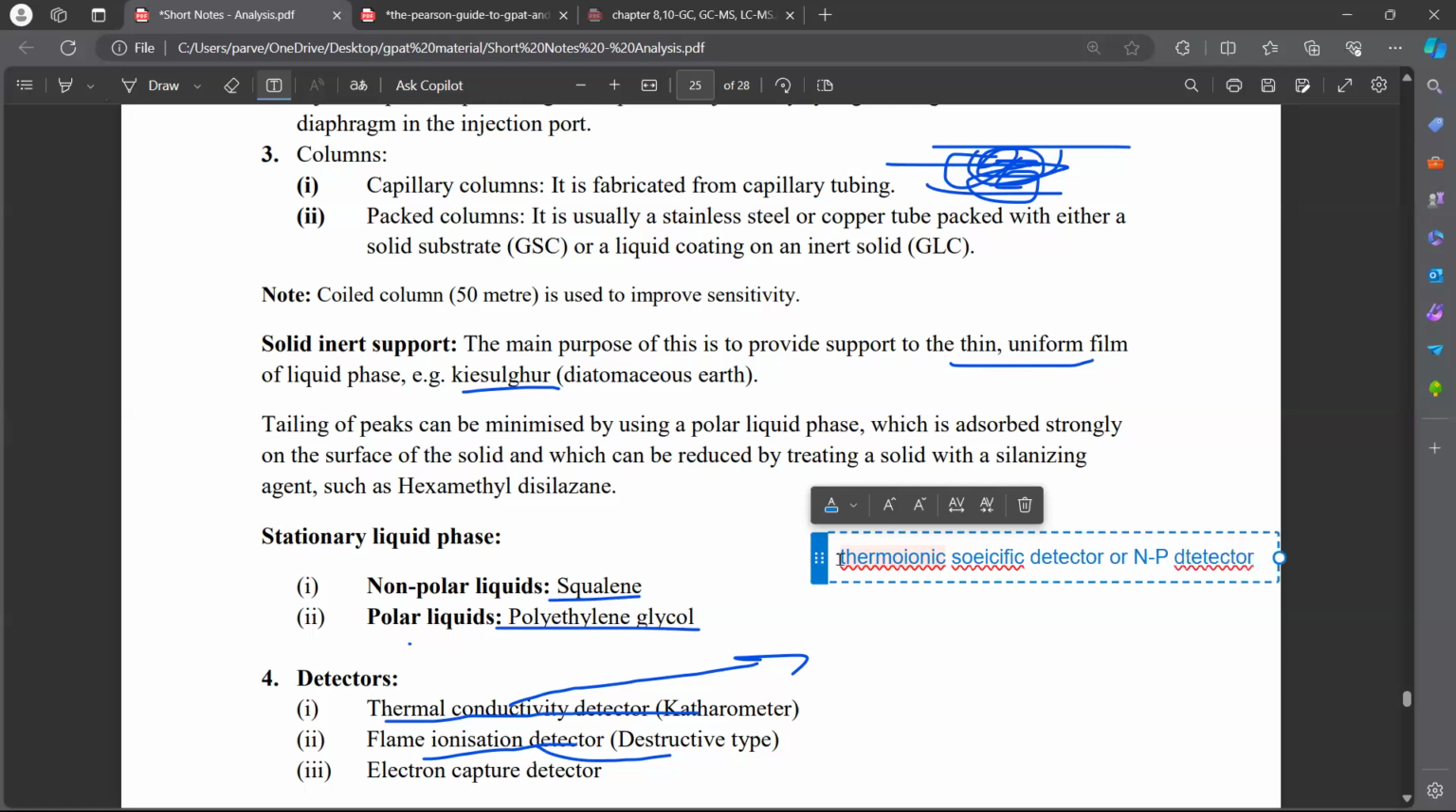The NP detector consists of an electrically heated bead of a solid alkali metal compound, rubidium silicate. It is used for the detection of, do you guys know which compounds are detected by this detector? Nitrogen and phosphorus. Great. Next detector is the flame photometric detector.